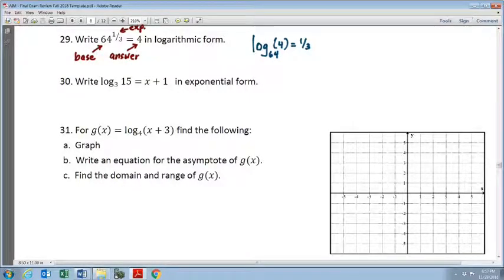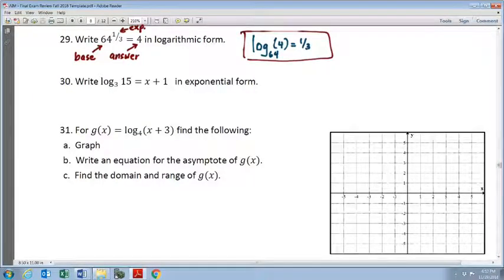The other thing is I always like to go in reverse just to double check it. So 64, oops, I forgot to do that. Let me go back. 64 to the 1/3 power equals 4. I call that around the world, but when you check it, you do have 64 to the 1/3 power equals 4, which is what we started with, and so we're good. And so that is our answer.